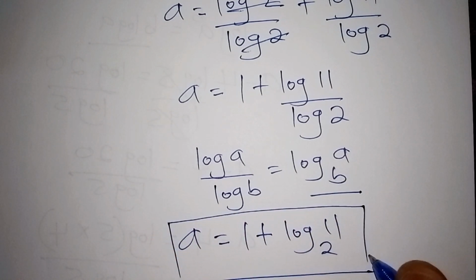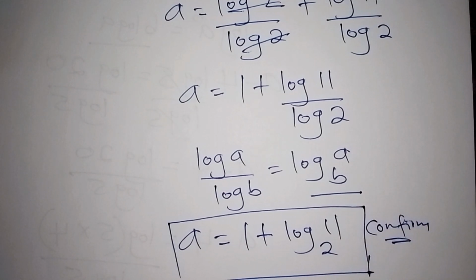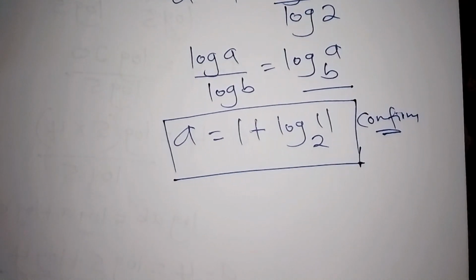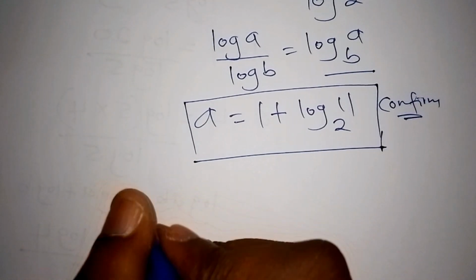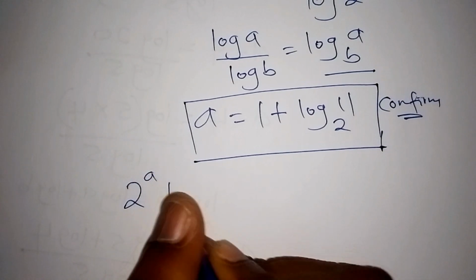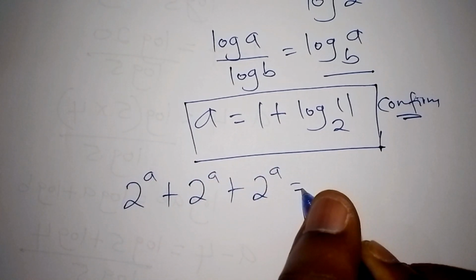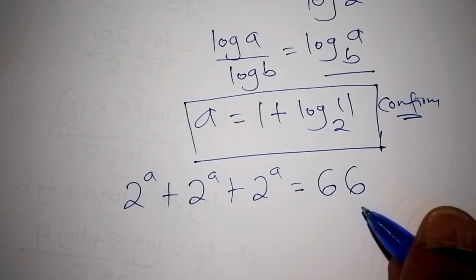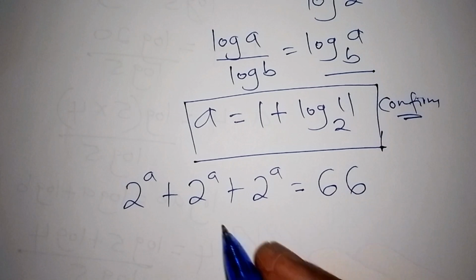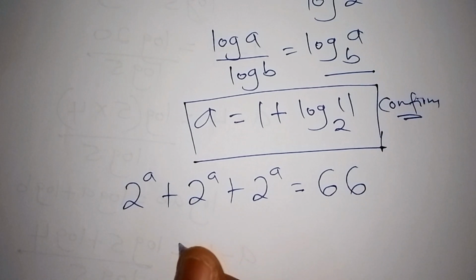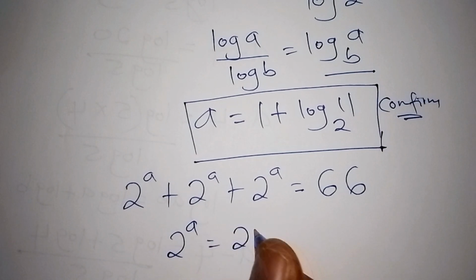So how have we got this? Let's now confirm and check. The question that we had initially was 2 to the power of a plus 2 to the power of a plus 2 to the power of a is equal to 66. From here we worked out the whole of this by having 2 to the power of a, and 2 to the power of a is equal to 22.